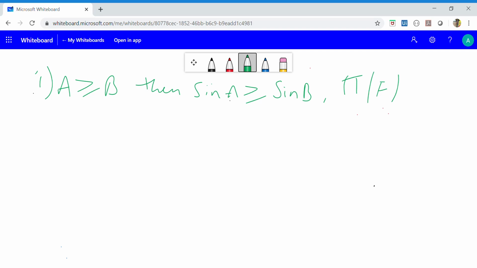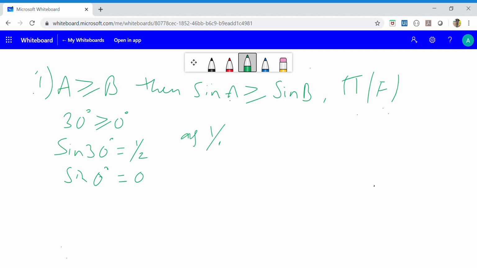If A is greater than B, A must be a standard angle, you take 30 degrees, and B you take 0 degrees. Then what is sin 30? Sin 30 degrees is equal to 1 by 2, and sin 0 degrees is equal to 0. As 1 by 2 is greater than 0, automatically what can you say? Sin A is greater than or equal to sin B. Yes, it is true. Not only for this value, you can check for any value, it is true.